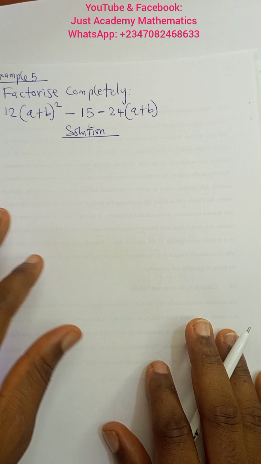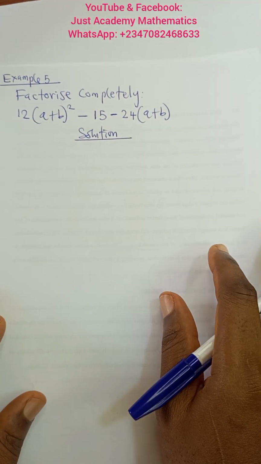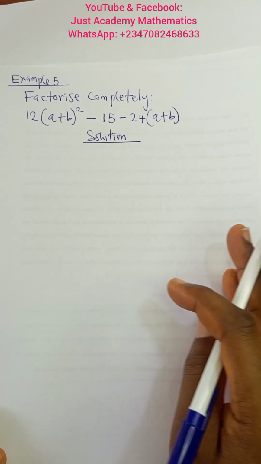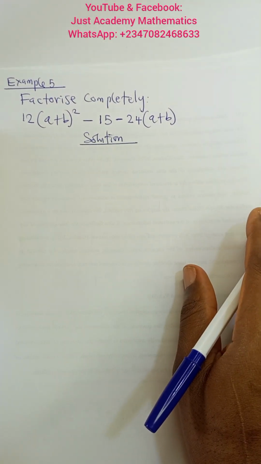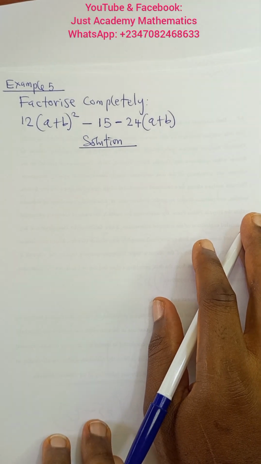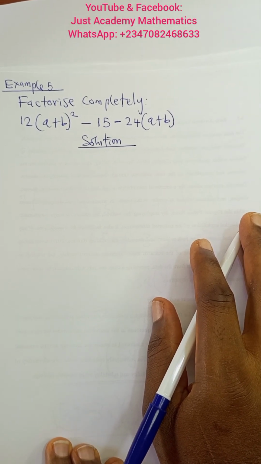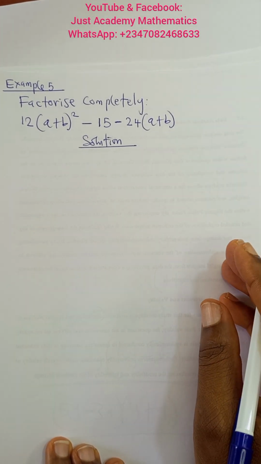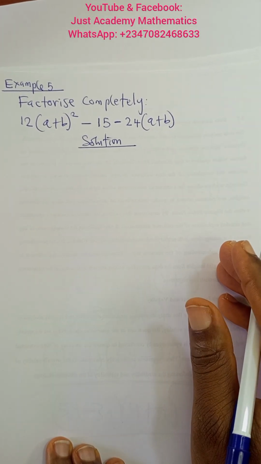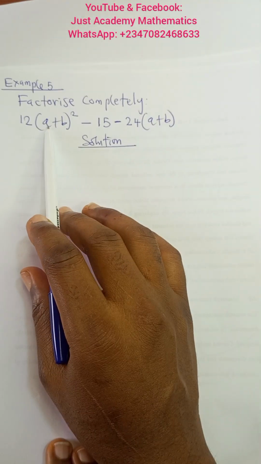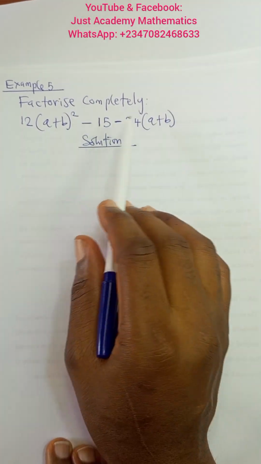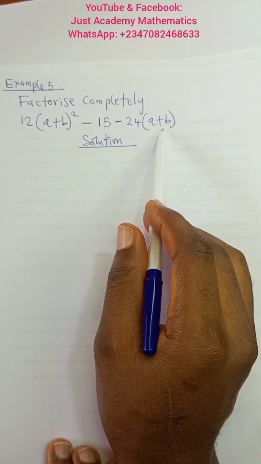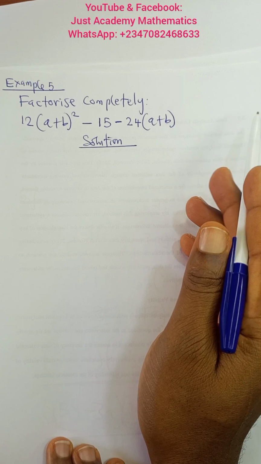Look, that brings us to number 5, example 5. If you look at this example 5 carefully, you will notice, don't always rush to open brackets. I've been saying that. Some you need to open brackets, but in most cases you may not really need to. If you look at this carefully, you notice that these two brackets are the same: A plus B, A plus B. So that makes it easy for you. You get what I'm saying?